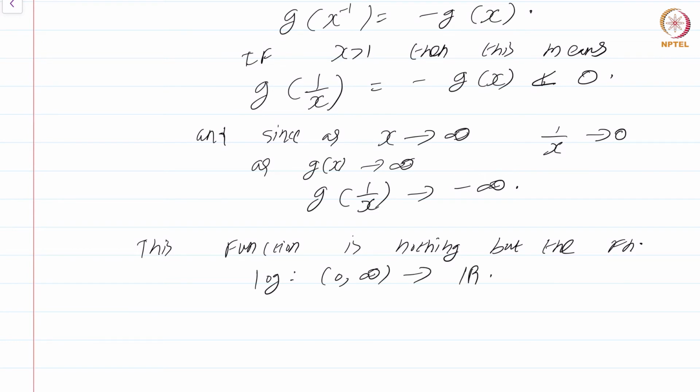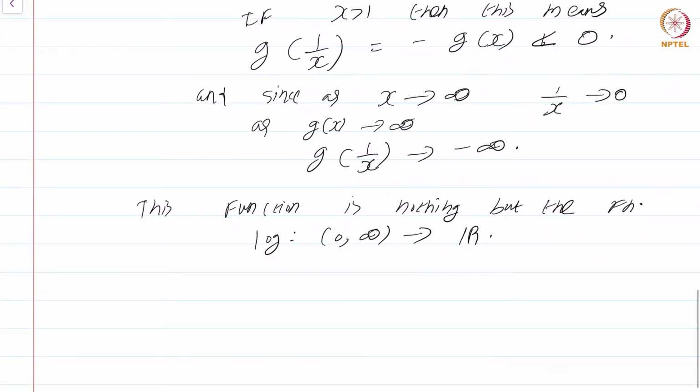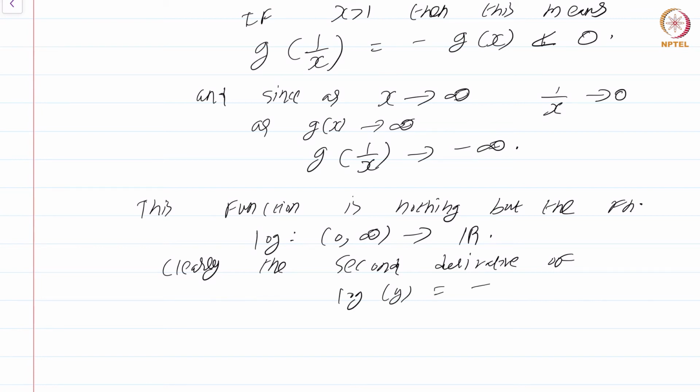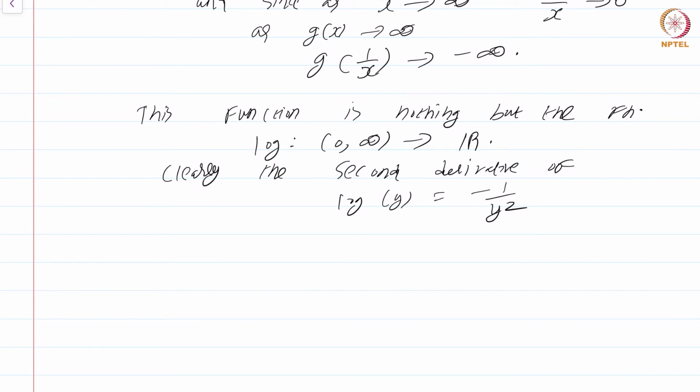Now we have shown several properties of the logarithm, but we still do not have enough data to draw its graph. For that we need the second derivative. Clearly the second derivative of log y is minus 1 by y squared. We already know this because the derivative is 1 by y. So when y is greater than 0, minus 1 by y squared is less than 0.